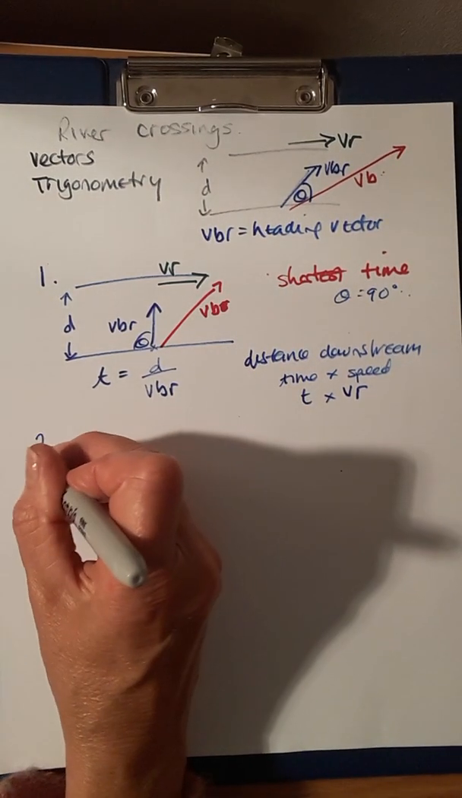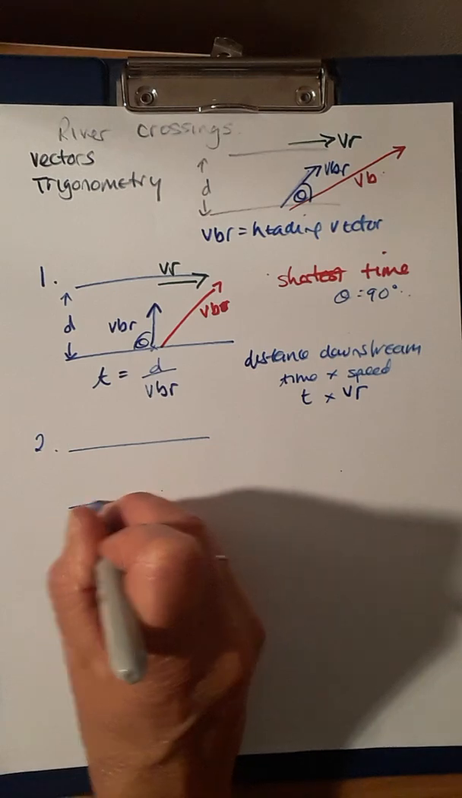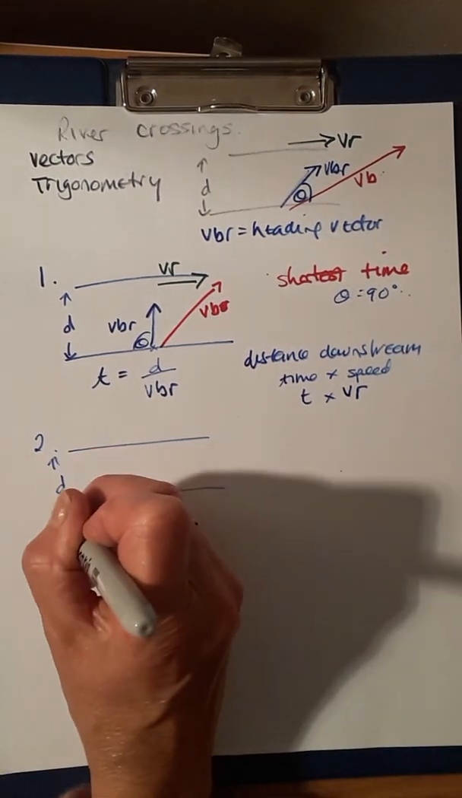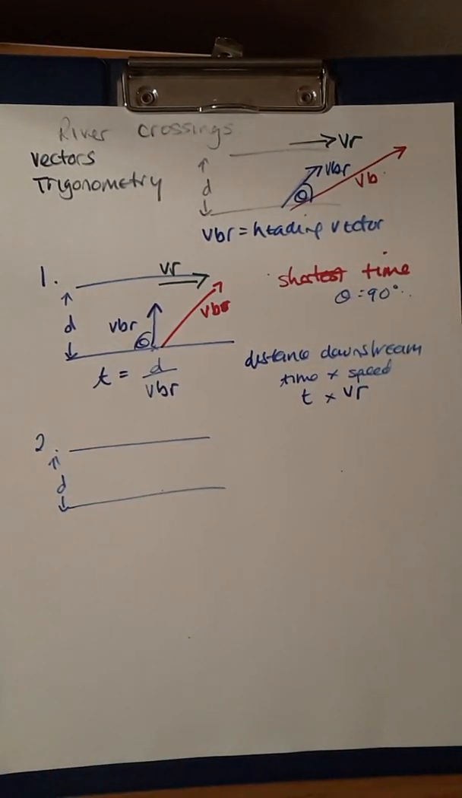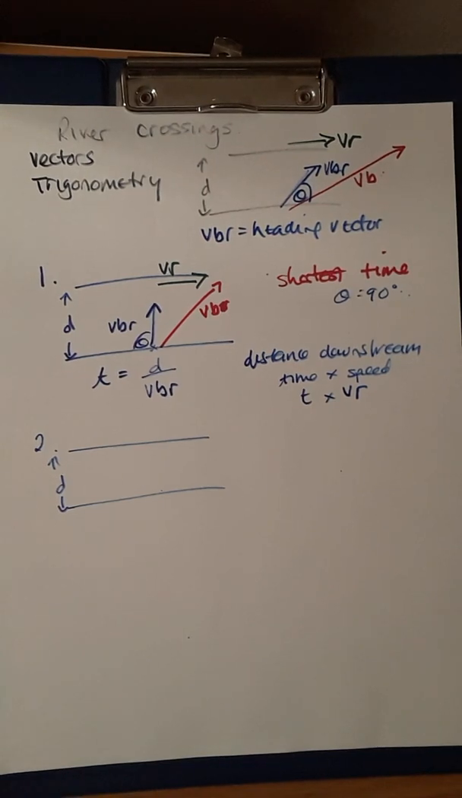Now the second condition is with the same river, d meters wide. This time we want to cross by the shortest route.